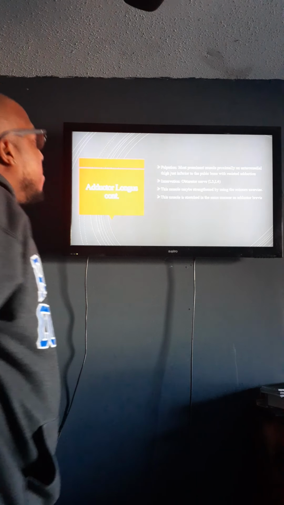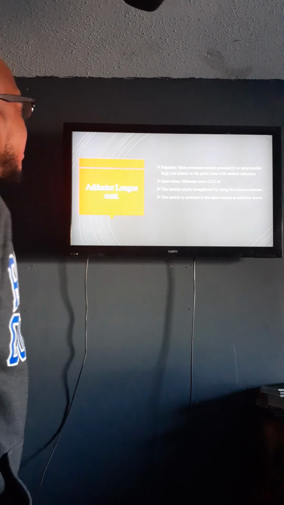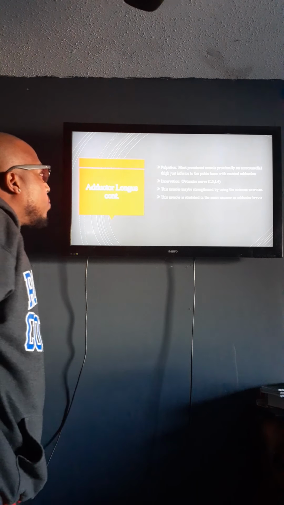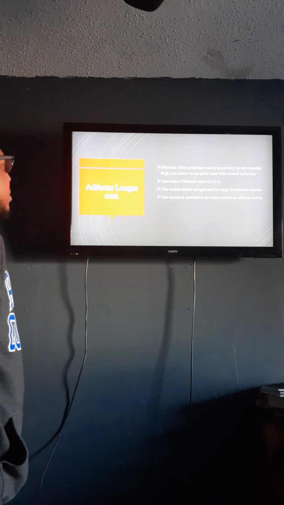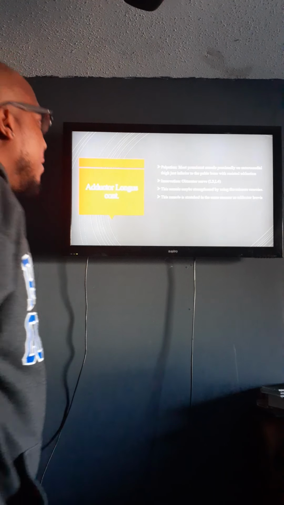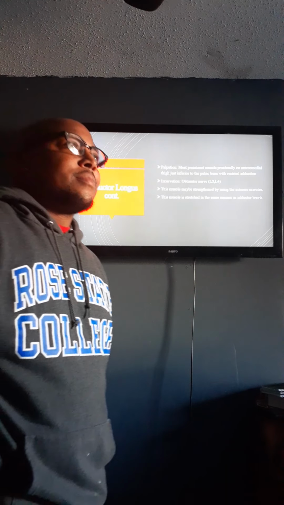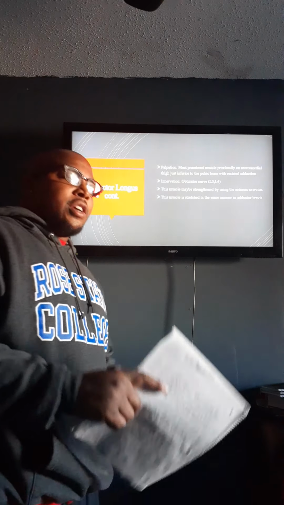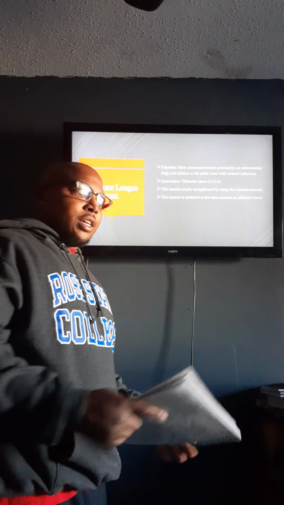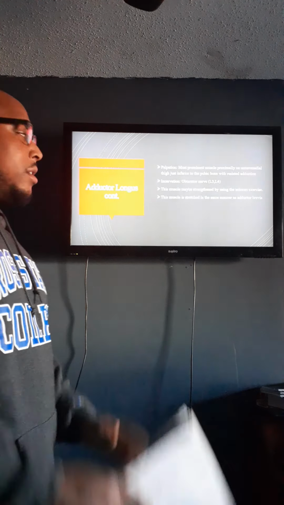Palpation: the most prominent muscle proximally on the anteromedial thigh, just inferior to the pubic bone with resisted adduction. Innervation is the obturator nerve, L3 and L4. This muscle may be strengthened by using the scissors exercise. It can be stretched in the same manner as the adductor brevis. Pretty much all of the hip adductors can be strengthened and stretched using the same stretches and exercises. But some, like I just explained with the thigh toner, are specifically for that particular muscle.